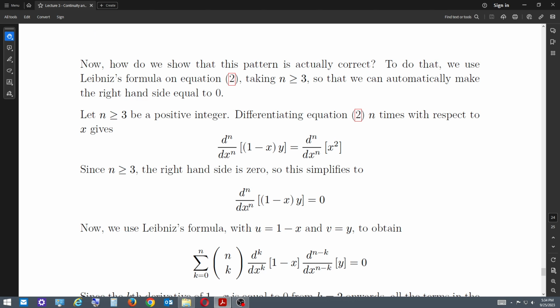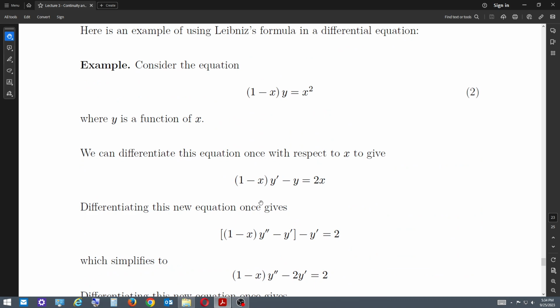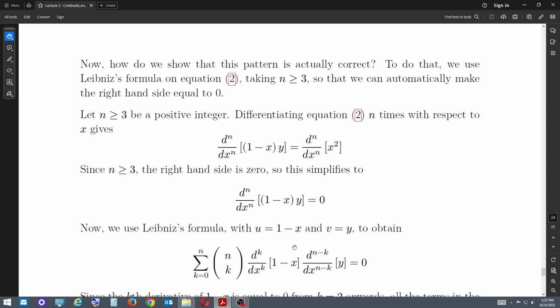So we take the original equation and we differentiate n times with respect to x on both sides. Now, if n is greater than or equal to 3, then on the right-hand side, we get 0. So we're left with the nth derivative of this product. Now, using Leibniz's formula, I could work this out. Whatever the unknown thing is, you should let that be v. So y is unknown, so you should let that be v, meaning this 1 minus x has to be u.